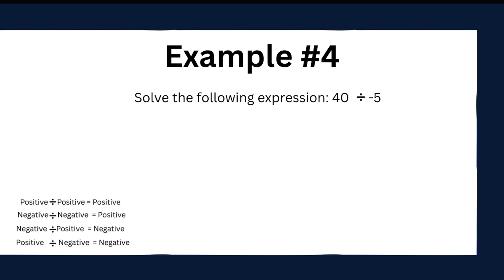Going on to my fourth and last example, I have 40 divided by negative 5. I have one negative and I have one positive. So knowing this and applying my integer rule for division, I know I'm going to end off with a negative. So I set my problem up accordingly, 40 divided by negative 5, and I know that gets me 8, and of course I add my negative sign. Because if you don't add that negative sign, then your answer will be incorrect.